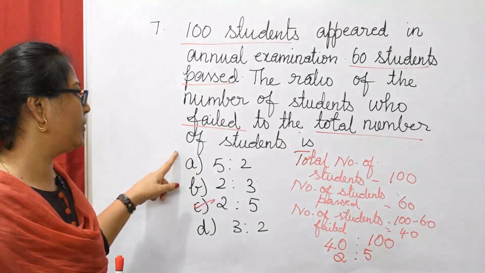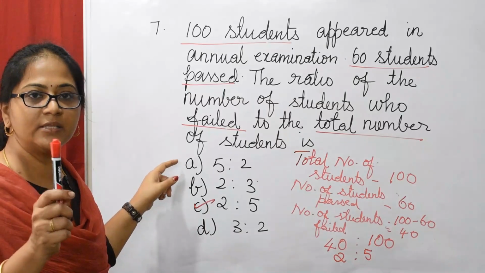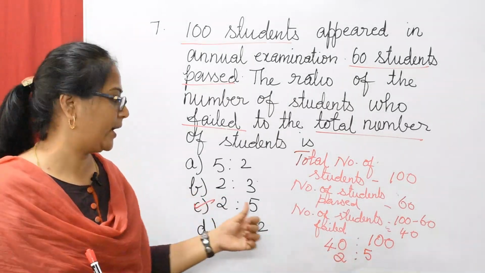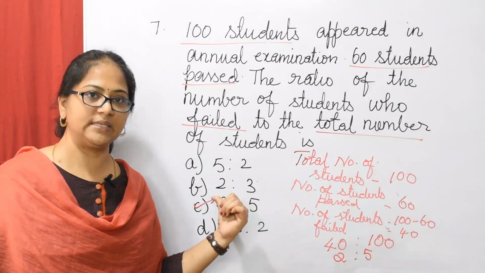So immediately you will click the option A. That is where your mistake will be. Okay, so just see the number, it is 2 is to 5 and the answer is option C.